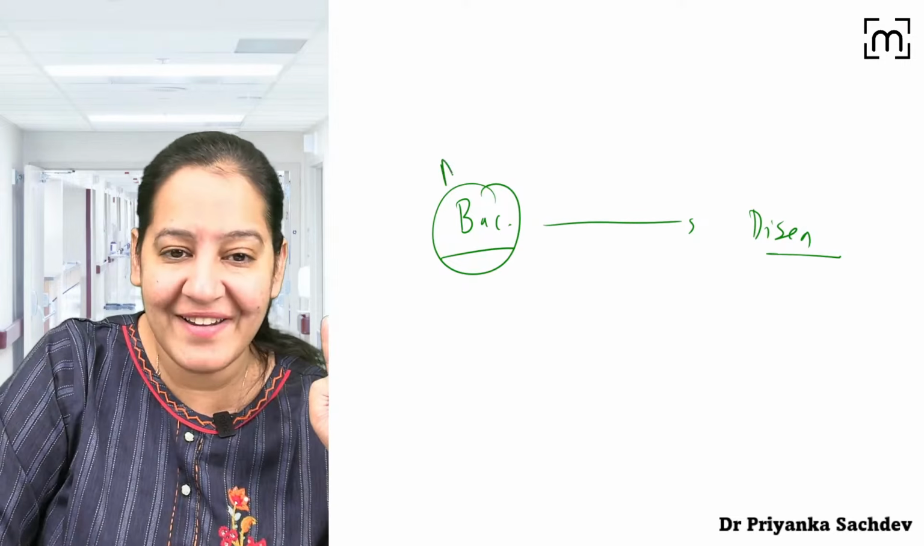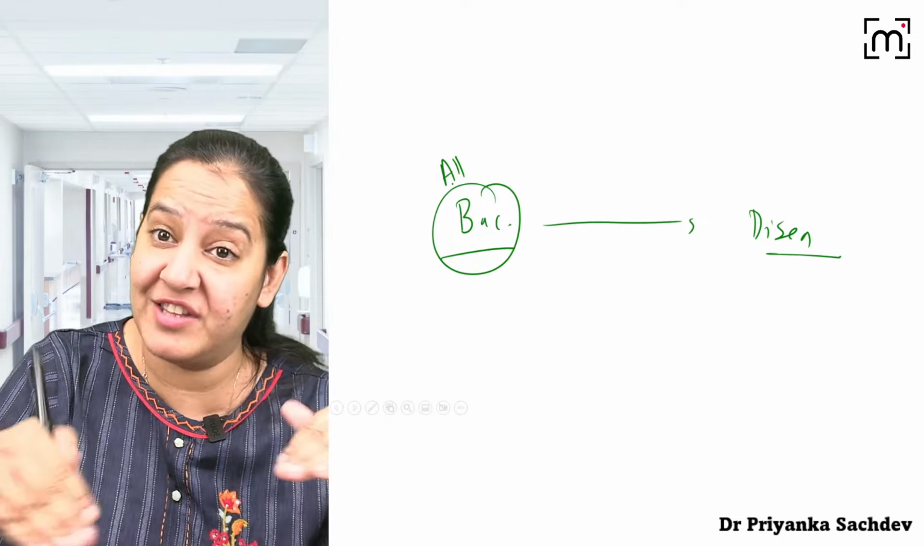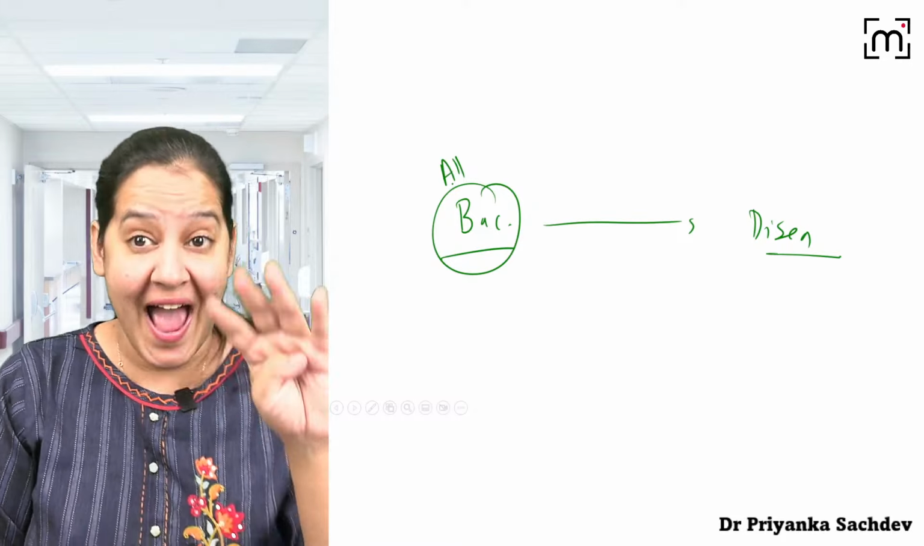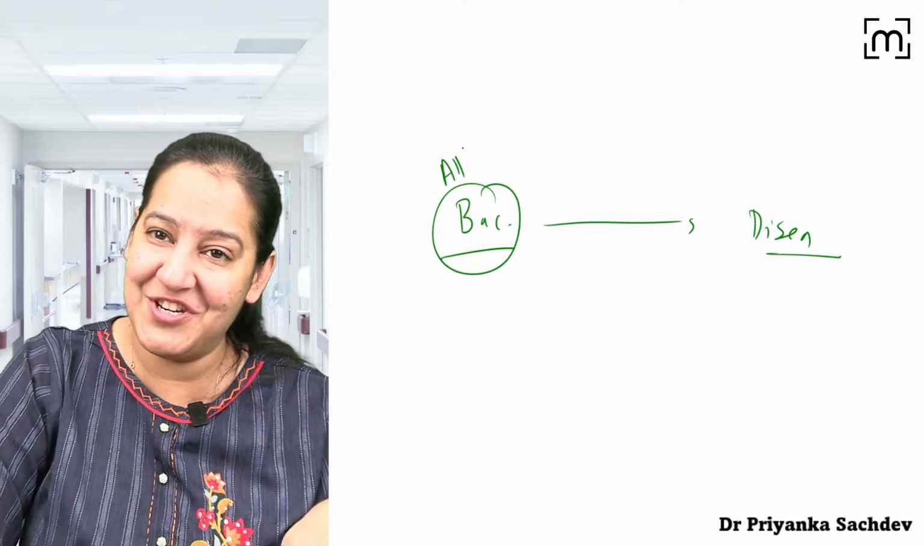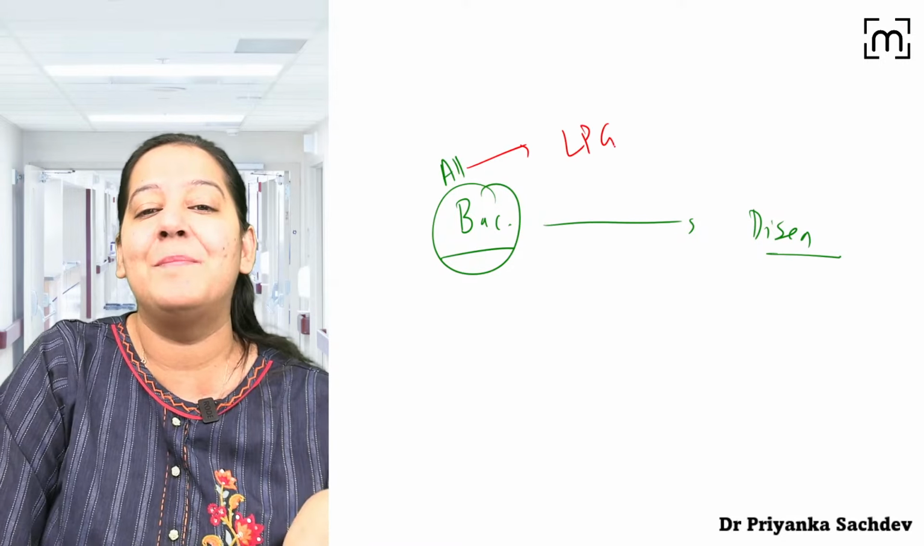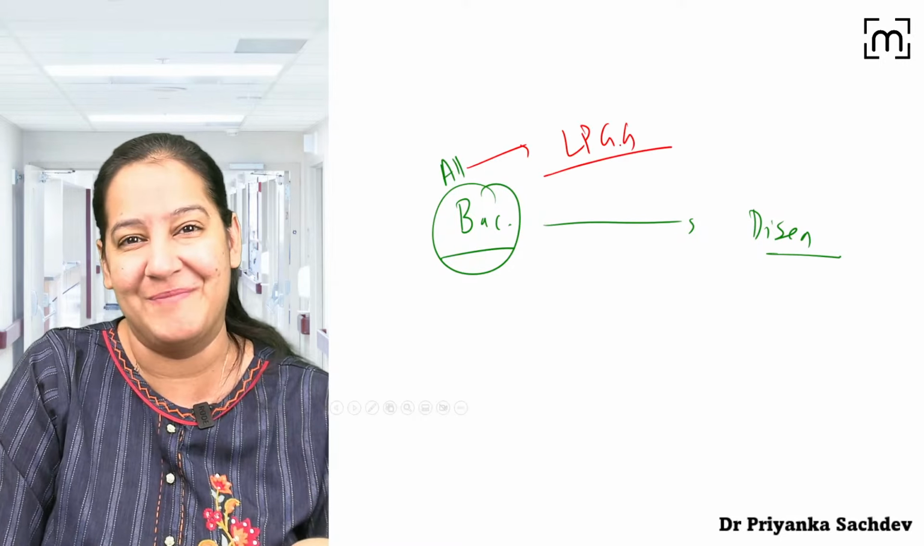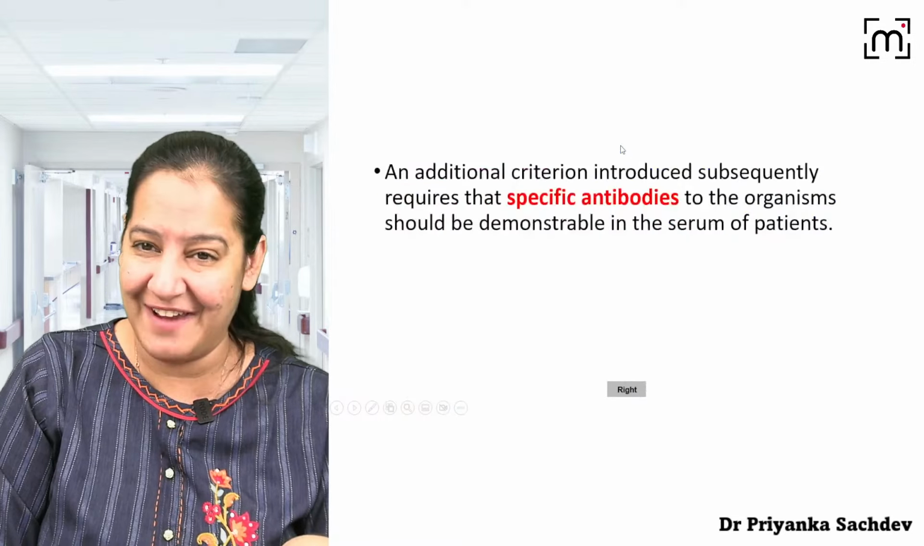So all bacteria in this world, millions of bacteria, follow these four Koch postulates, except four. There are four exceptions which do not follow it. Can you tell me the exceptions? The exceptions are LPG gas. You already know the full form, I guess. Can we move ahead?